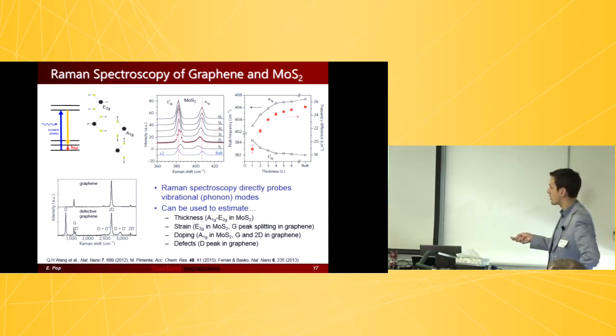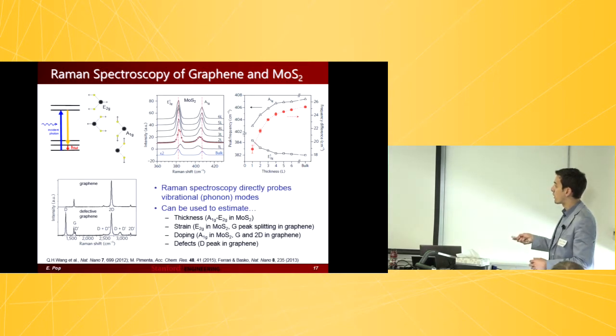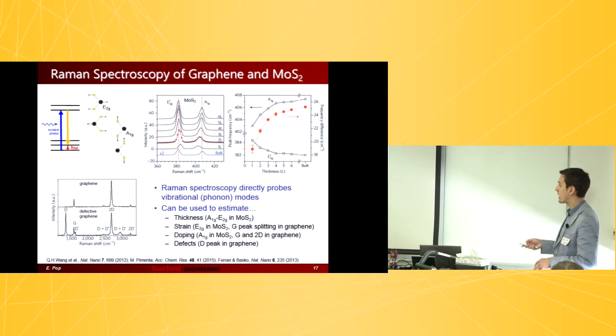There's really a wealth of information that can be gained from this. And here are some of my favorite reviews, which I just listed at the bottom of the slides for your convenience. We can estimate, for example, the thickness of the 2D material, because thickness affects the phonon modes, and there are subtle differences that basically allow us to map this to a number of layers. We can, for instance, study strain, right? So the E mode, the in-plane mode in MoS2, is sensitive to strain, as you might imagine. And also the G peak becomes split in graphene due to strain. Doping: the out-of-plane mode is sensitive to doping in MoS2, and then the G and 2D modes in graphene are also sensitive to doping.